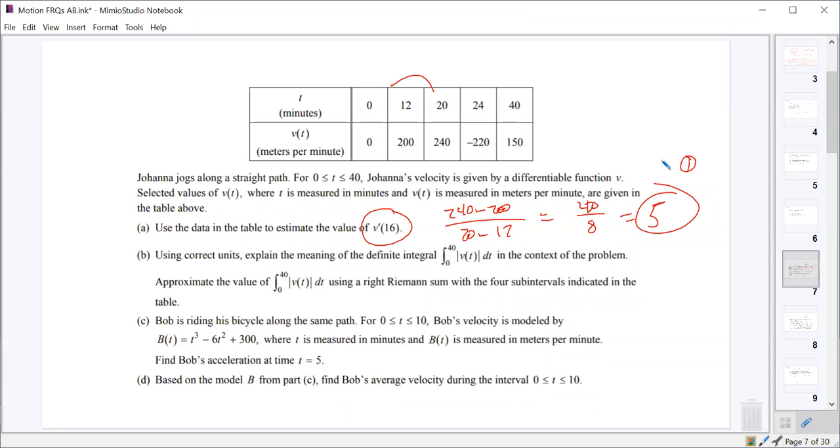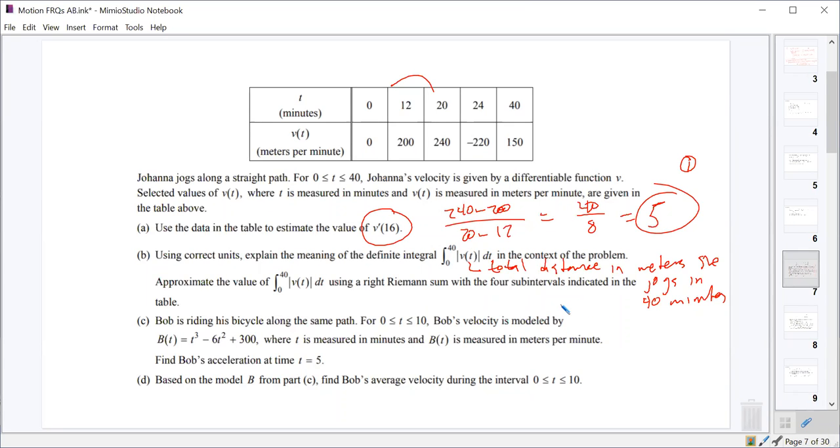Okay. Part B, use the correct units and explain the meaning of the integral from 0 to 40 of the absolute value of v of t. So that's the integral of speed. Integral of speed is total distance traveled. So we would say this is total distance in meters that she jogs in those 40 minutes. Good?